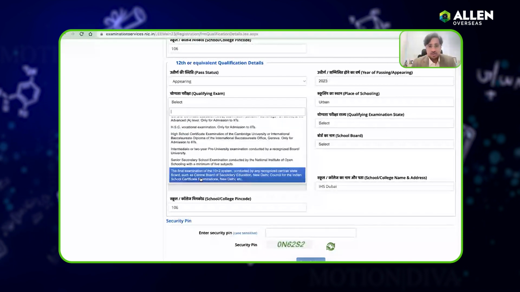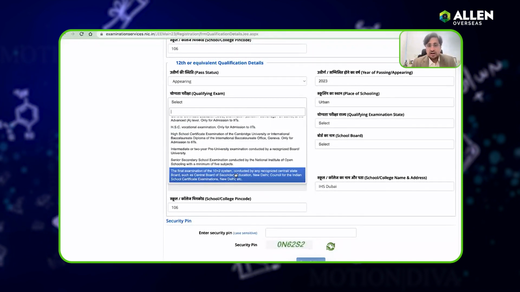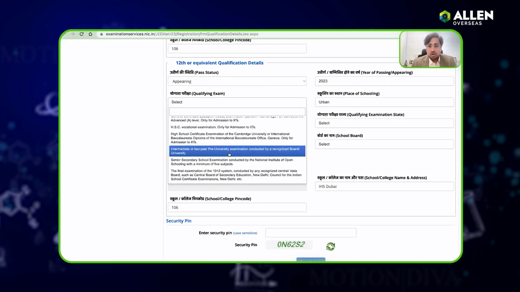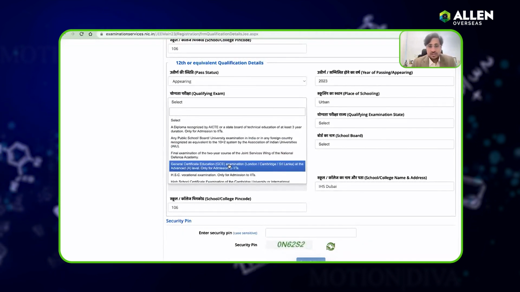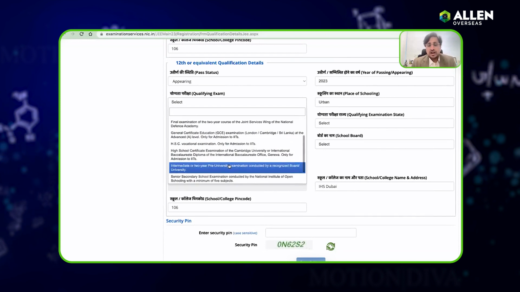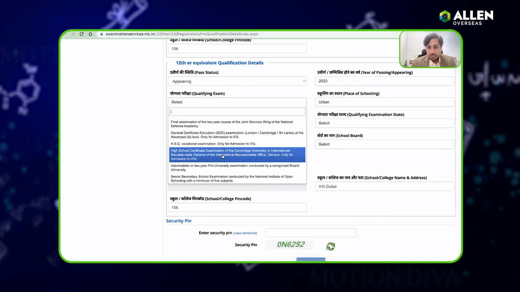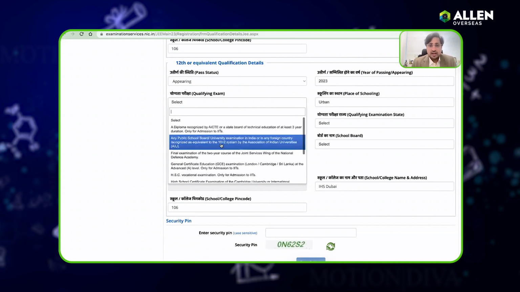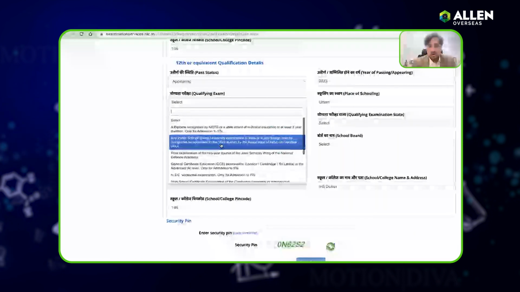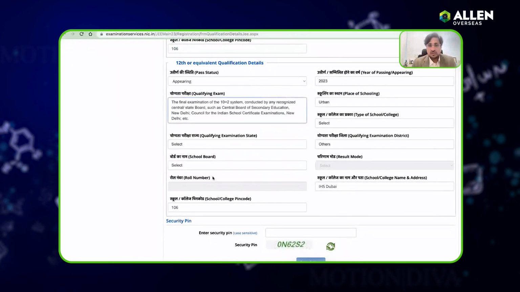So for CBSE, you have to select the last one, which is Central Board of Secondary Education. Other board students can find other options here like GCE and the British curriculum, Cambridge curriculum, anything you want to see here or the options. Most of the students will be filling this. So I'm taking this.